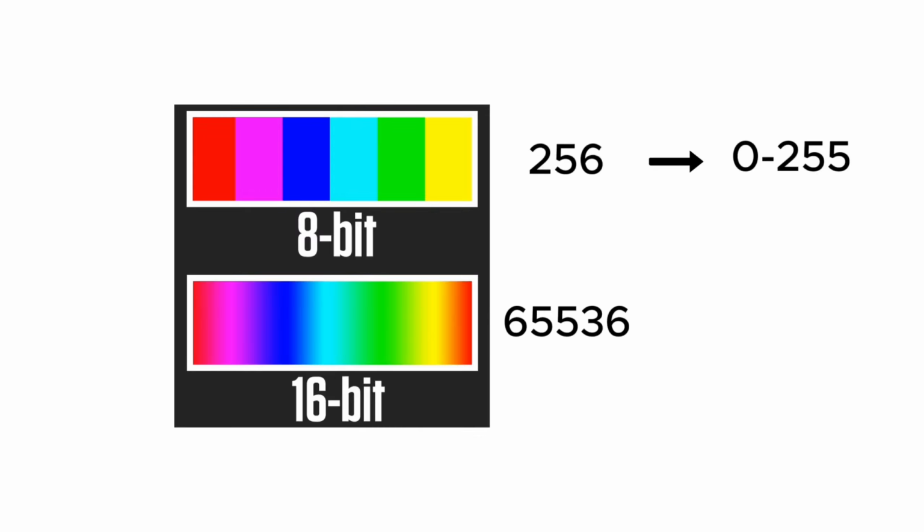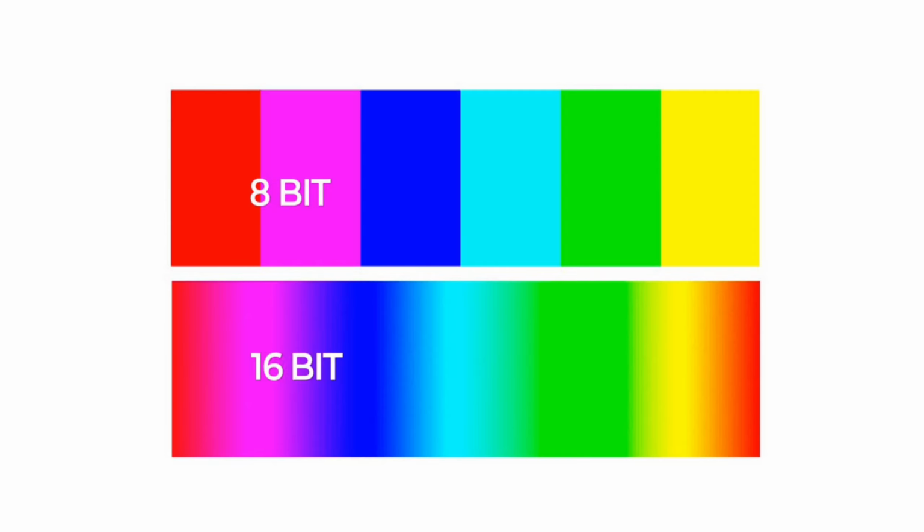Now let's move on to the next very important topic, the difference between 8-bit and 16-bit. In an 8-bit image, each RGB channel has 256 levels, meaning from 0 to 255. But in 16-bit images, each channel has 65,536 levels, meaning from 0 to 65,535. The numbers become much larger, but what's important is that the distance between tones becomes much smoother and more precise.